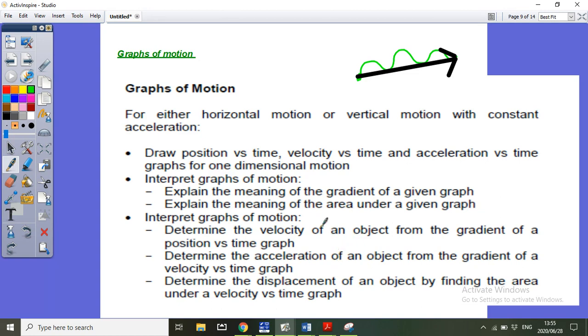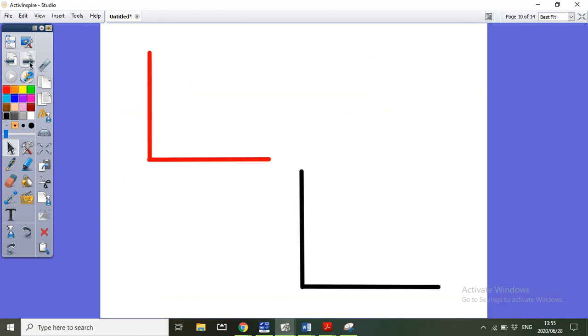We're going to be looking at velocity time graphs. We're going to look at acceleration time graphs, and we're going to look at position time graphs. You've done all of this last year. So like I said, just revision. So let's quickly look at the different graphs we can get.